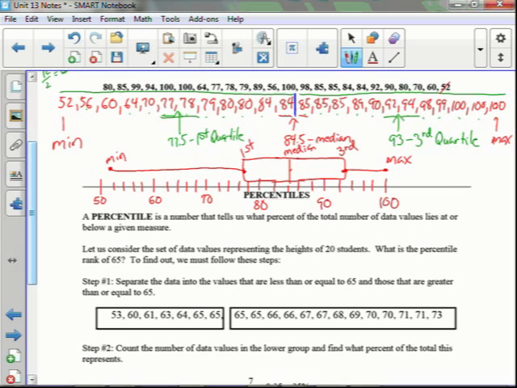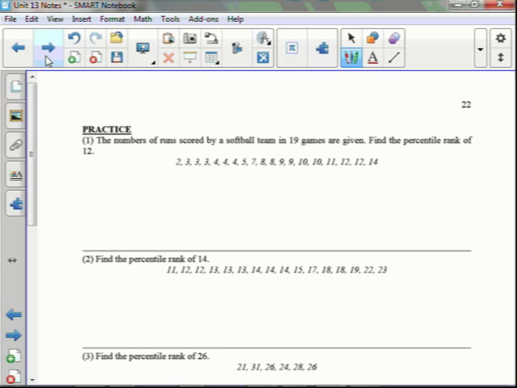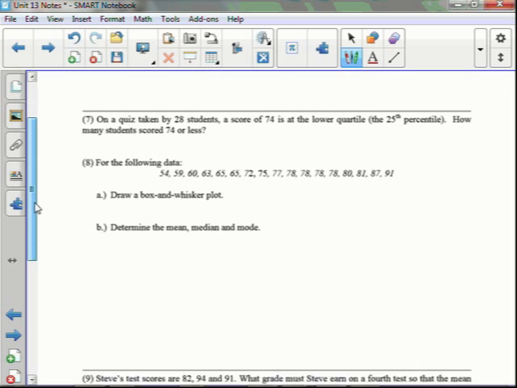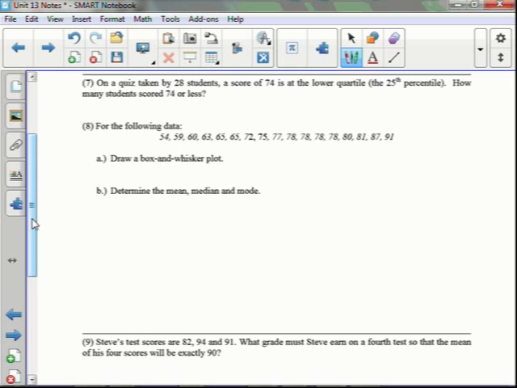So I want to do another one of those now. I want to jump a couple pages here on your notes to number 8, because I just want to give you another little practice for that. Okay, so we're just going to change this a little bit. All we're going to do is draw a box and whisker plot.